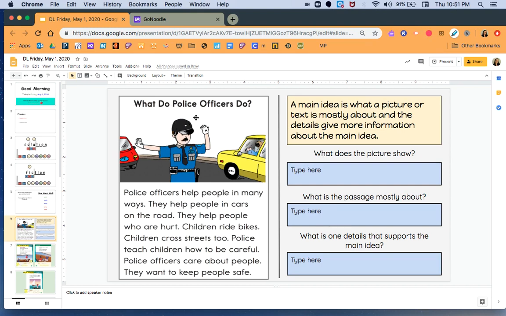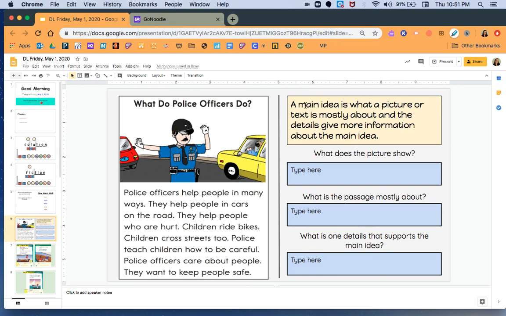What do police officers do? Police officers help people in many ways. They help people in cars on the road. They help people who are hurt. Children ride bikes. Children cross streets too. Police teach children how to be careful. Police officers care about people. They want to keep people safe.